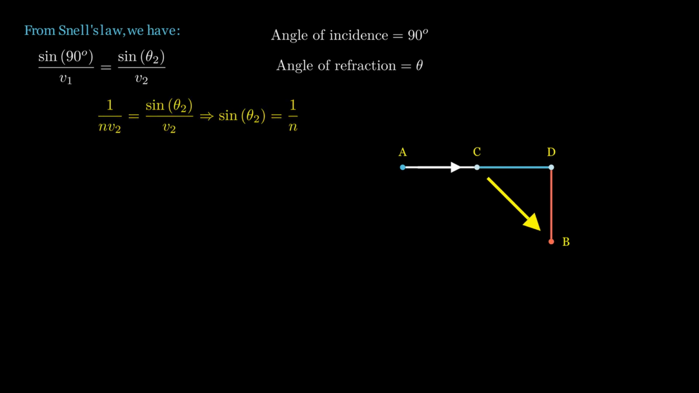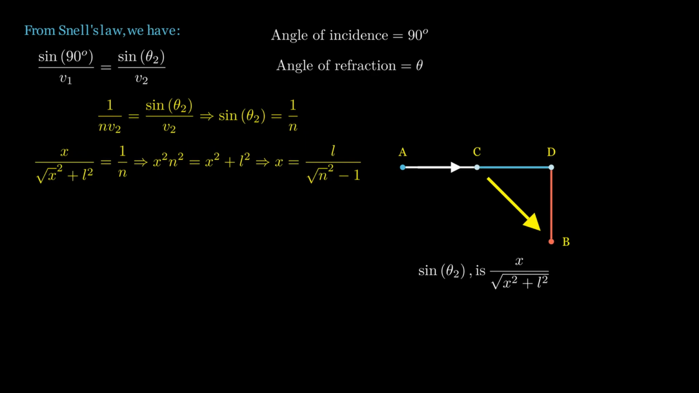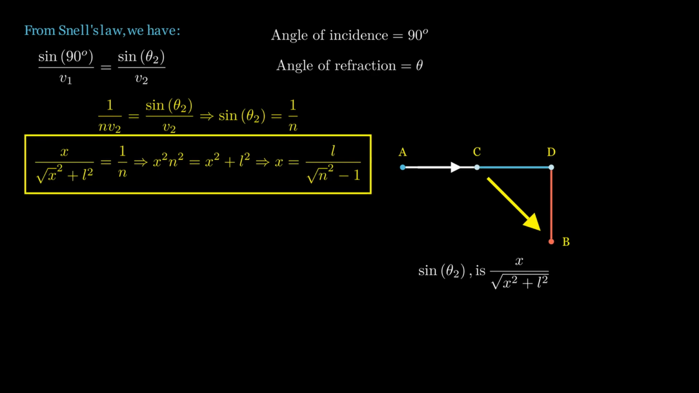Using geometry, we see that the sine of theta 2 is x divided by the square root of x squared plus L squared. And when we solve the previous equation relating the sine of theta 2 to n, by substituting the value of sine of theta 2, we get the following. And this concludes our solution to this very amazing problem.